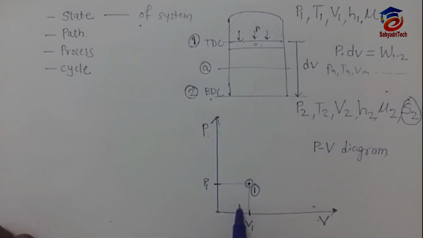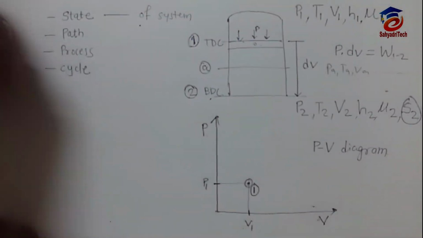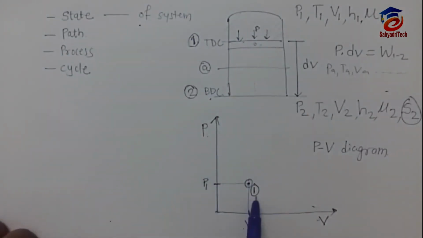Now see what a point function is. By using these properties I can define the condition of a system. So what is the condition of a system here? The condition of the system is 1, and I am using these two properties, pressure and volume, to define that condition. That's why pressure and volume are point functions.